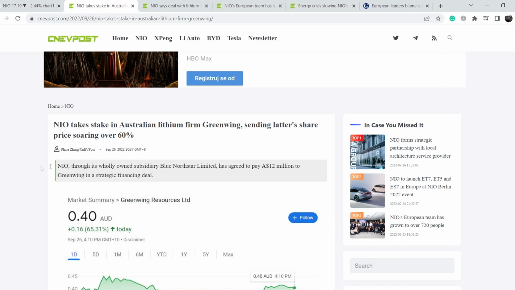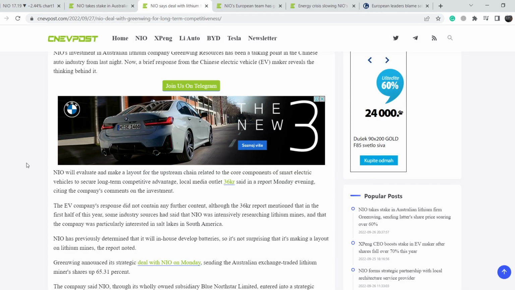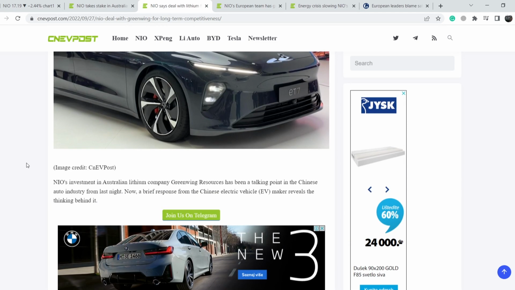First of all, let me show you this news. This article was published on September 26th, and it's titled NIO takes stake in Australian lithium firm Greenwing, sending its share price soaring over 60%. And NIO, through its wholly owned subsidiary Blue North Star Limited, has agreed to pay $12 million to Greenwing in a strategic financing deal. And let me show you some explanation from NIO's executives.